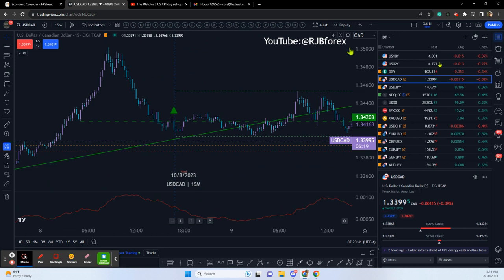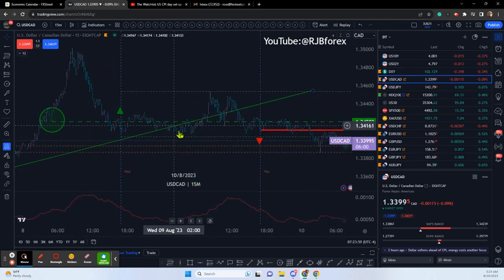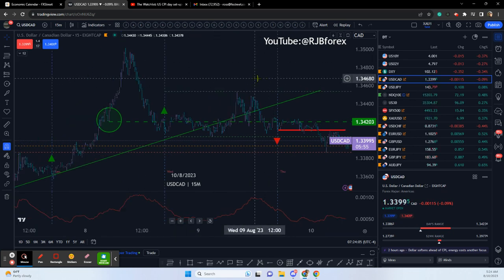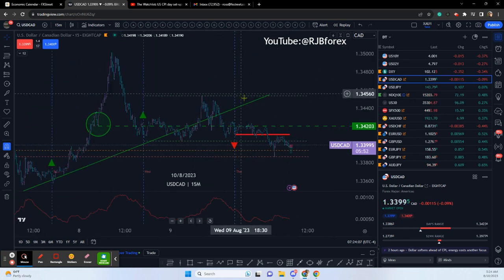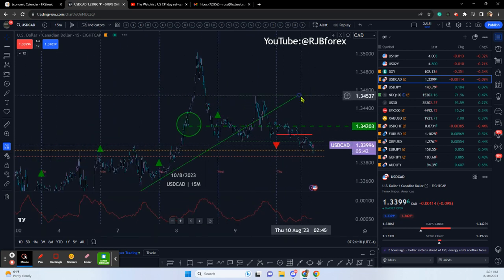So we've broken that support level over here. Don't know why that doesn't work. Highlight that like that. Okay. So we've broken that support level. We've come back up into shorts, stop hunt. Double top. Breakdown of structure. See, this is a market that is breaking down.